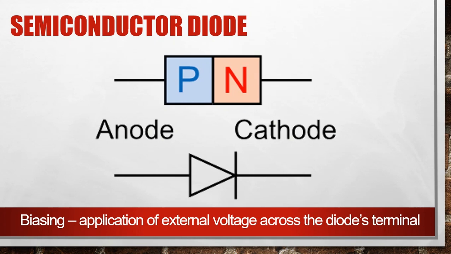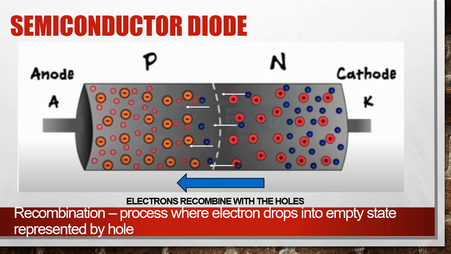Let us first discuss how the depletion region is formed. Once na kinombine natin ang P-type and N-type material, makakabuo sila ng junction. At ito yung junction, or what we call the PN junction. The electrons from the N-type region recombine sa holes ng P-type region. This process is called recombination.